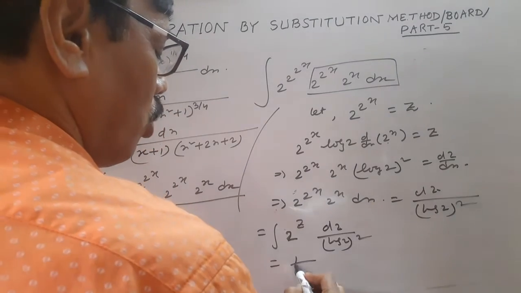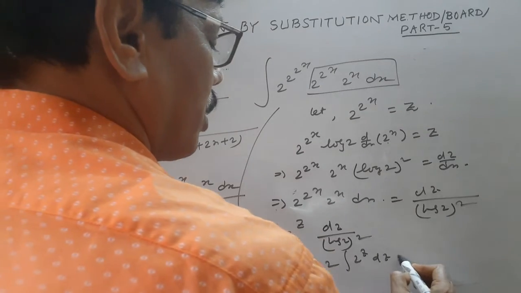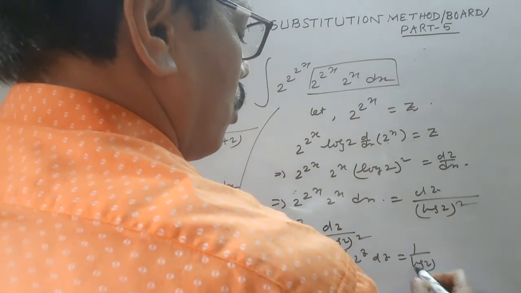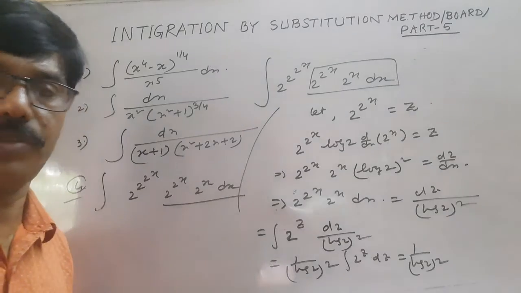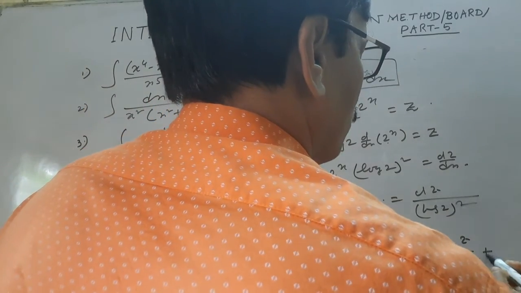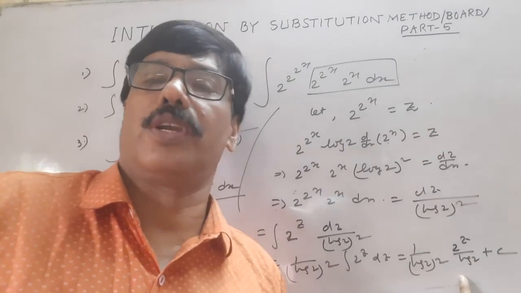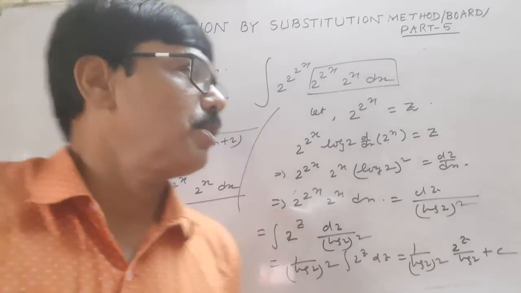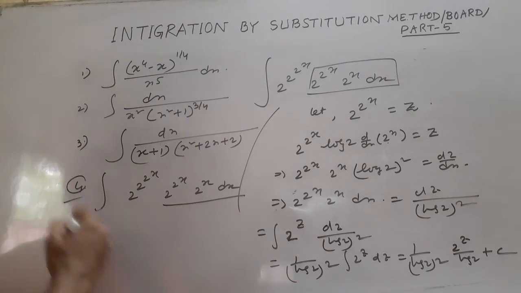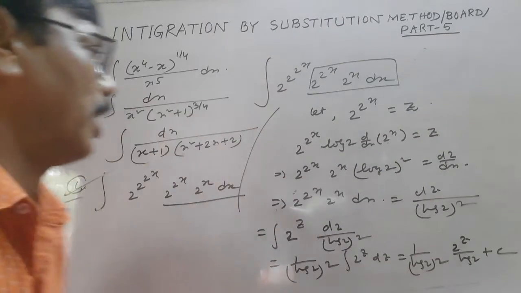So 1 by log 2 whole square unchanged, 2 to the power z dz. So 2 to the power z by log 2 plus c. So finally log 2 whole cube, 2 to the power z. Put the value of z and get the value of the integrand.